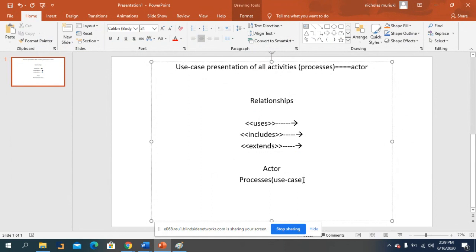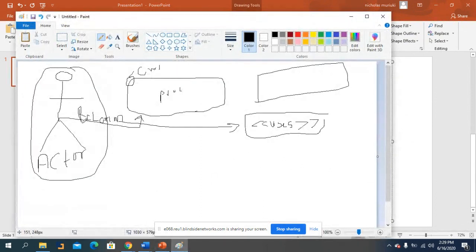that you are supposed to do in a given time or in a given moment. Then after that, we have said we need to use some relations. And when you use some relations, one of the relations that we have talked about is uses, include, extends. Then we have talked about actors, where we have already presented actors using a person. Remember, we must present it the way I have presented it. That means it is a person who is doing that.